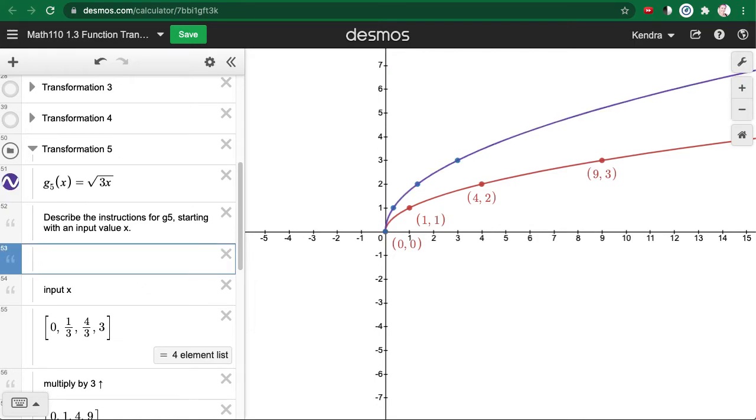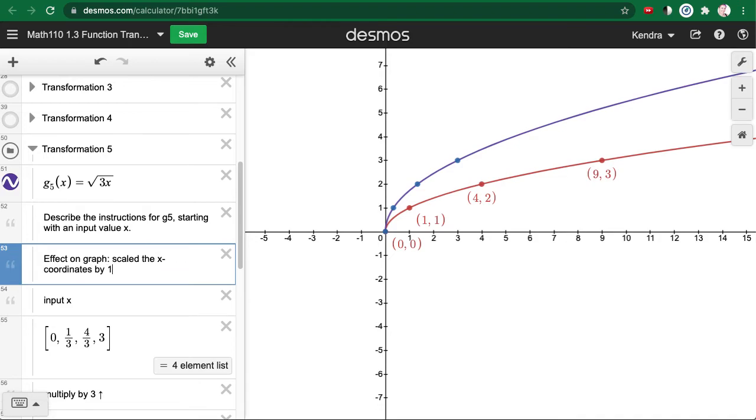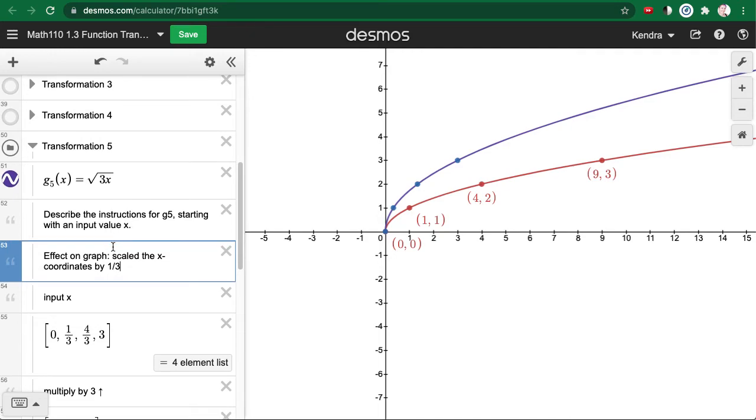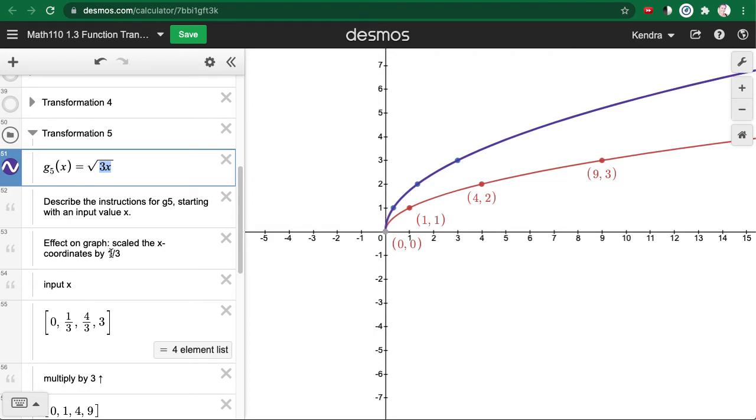Okay, so we can actually write this. This scaled. So multiplying the input by 3 before applying my function had the effect of scaling the x coordinates on my graph by 1/3. Okay, again, we have this sort of inverse relation between the thing that happens to the input value before applying the function versus the thing that happens to the x coordinates on the graph.